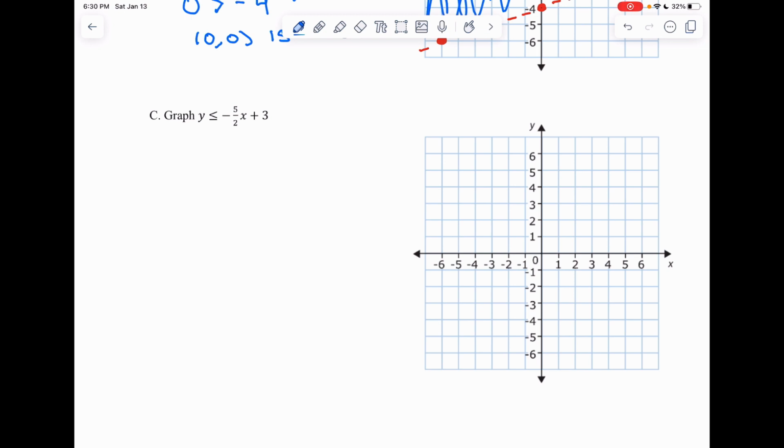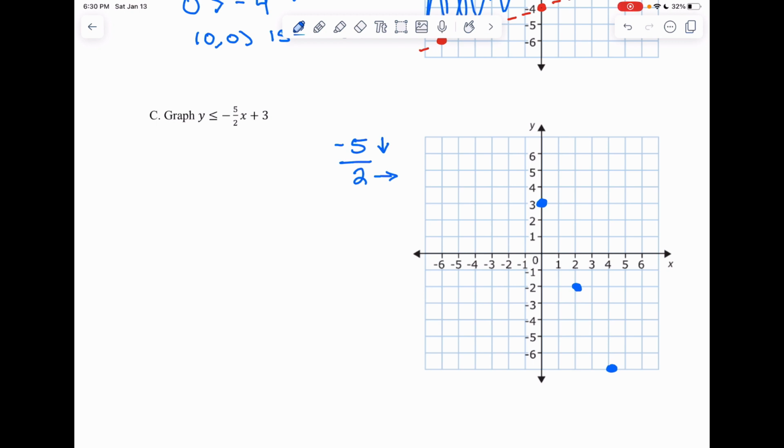Welcome back. I hope that you paused the video and gave this one a try before looking at my answer. I am going to start by plotting my points. So 3 is my y-intercept, so that will be my first point. And because -5/2 is my slope, it tells me that I'm going to go down 5 and to the right 2. So I'm going to go down 5 to the right 2, down 5 and to the right 2.